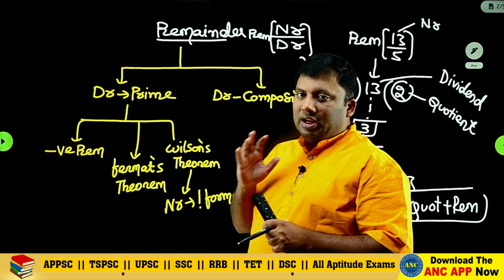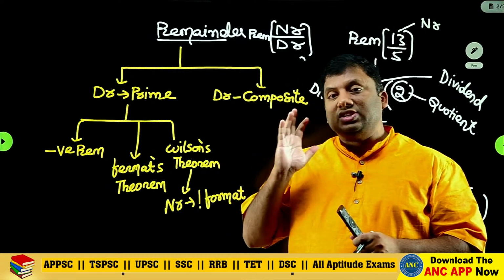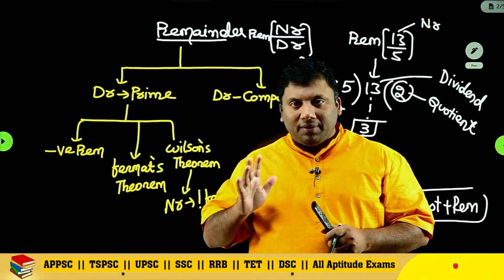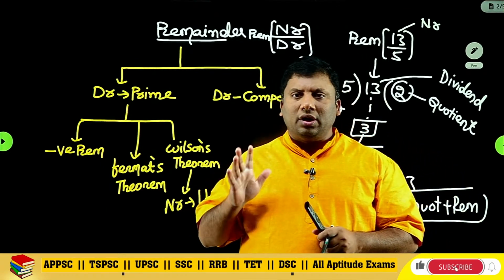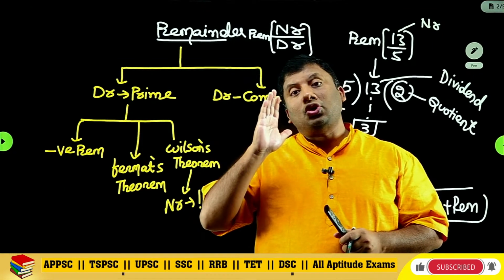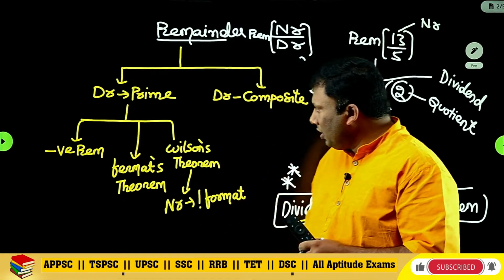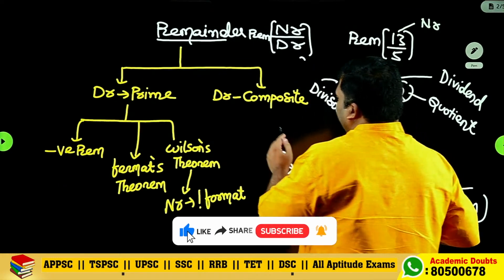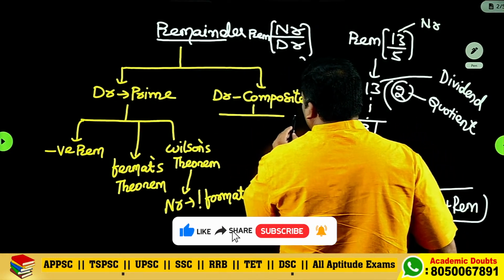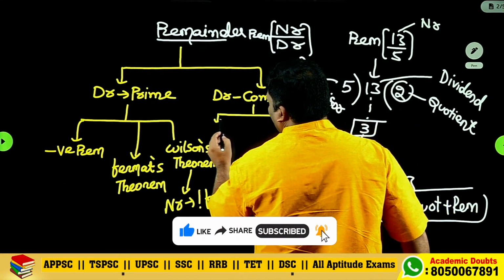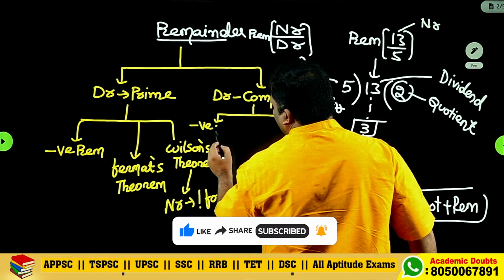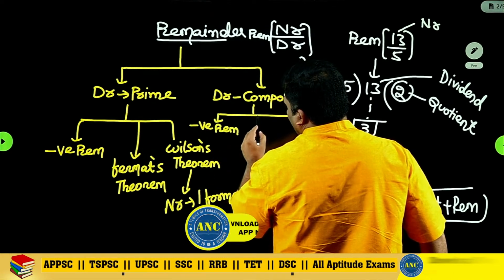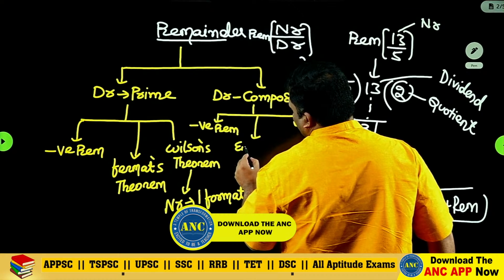Whatever way I am telling you, in the same way just listen to the class. In 1.5 hours, any question related to remainders, you should be able to solve very quickly. In between, I will also create a lot of questions. If the denominator is a composite number, there are three ways to solve. One is negative remainder. Another is Euler's theorem.